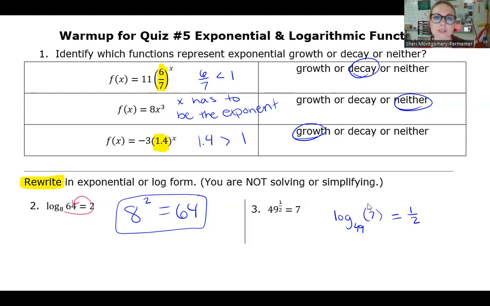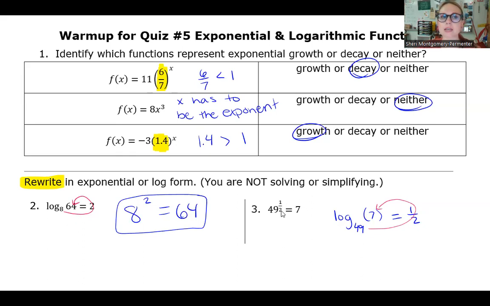So I can double check to make sure I did it correctly by doing the swirly thing with my answer. So it would be 49 to the 1/2 power is equal to 7, and that's what I had written. So the swirly thing is very helpful when you're rewriting. You're not solving, you're just rewriting. That's it.